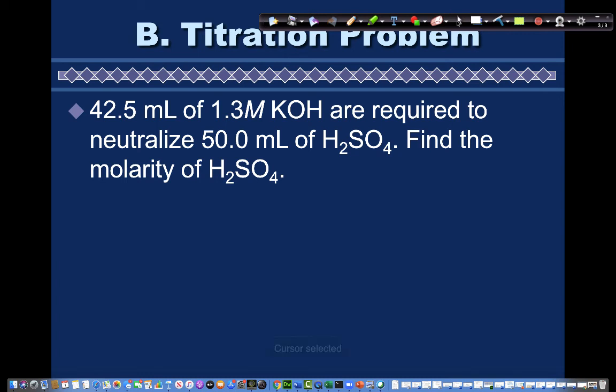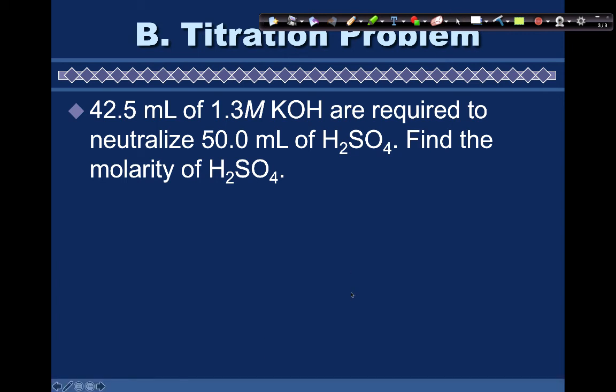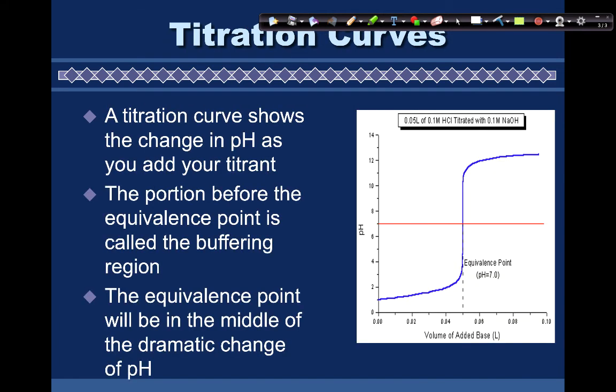Okay, so now let's look at a titration curve. So a titration curve looks like this. So you're going to have the pH that's changing as you add the volume of whatever it is that you're adding. Now what you'll notice is that the pH doesn't really change for a while, and then all of a sudden it just shoots up. And it could shoot down too if you were starting with a base. So the portion before the equivalence point, this portion right here where we are not seeing a dramatic change in pH, that's called the buffering region.